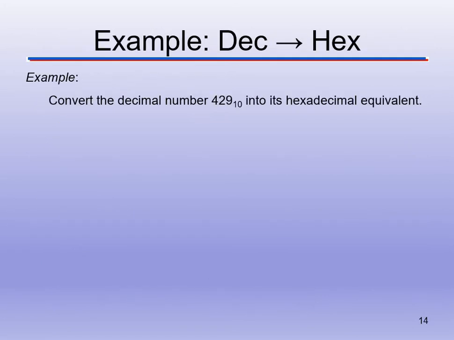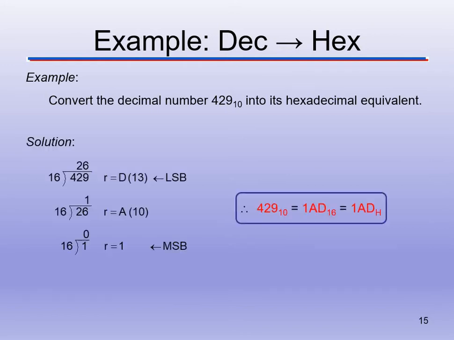Alright, so why don't you guys pause the video, work through this example on your own, okay, and see if you can get it. So remember, you got to do successive division by 16. Alright, so when we do that, the best we can get is 16 goes into 429 26 times. Okay, so 16 times 26 is 416. So 429 minus 416 is 13.